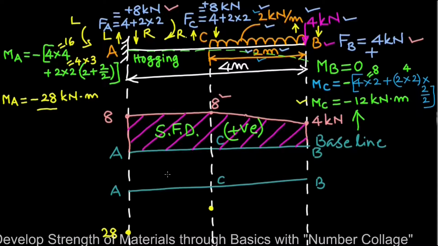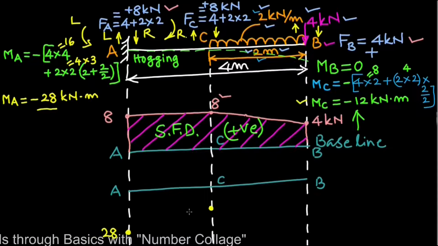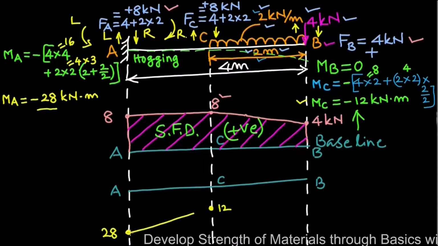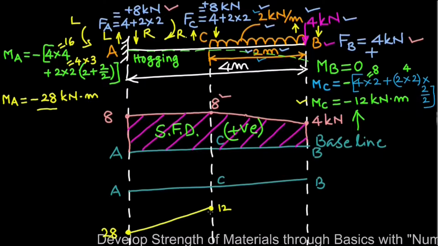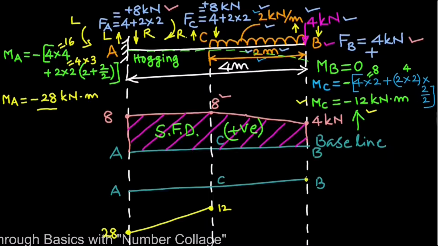Now there is no load between point A and C. So the bending moment curve is going to be a straight line from 28 to 12 kilonewton meter. From MC, minus 12 kilonewton meter, to MB, which is 0 kilonewton meter.